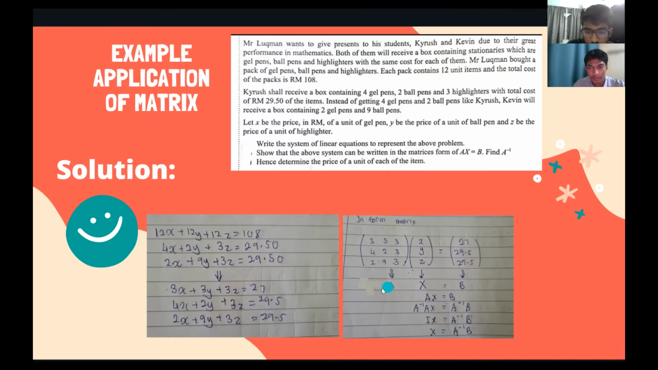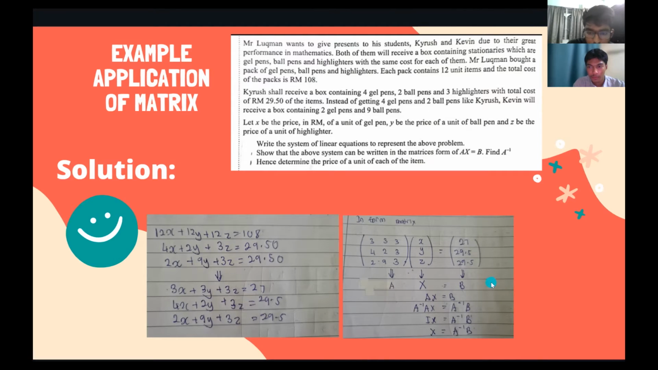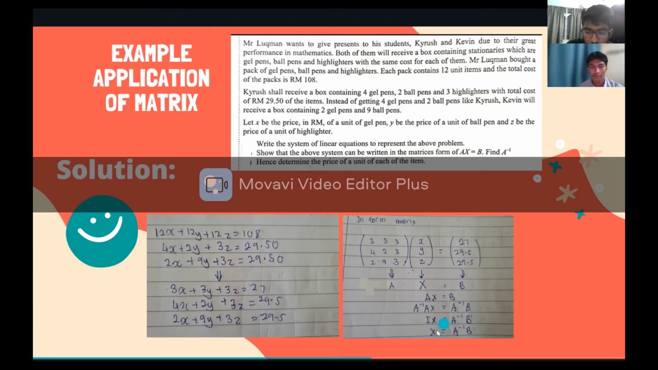This one is represented as matrix A, this one is represented by X matrix, and this one is represented by B. In order to solve this, you have to multiply AX equals B by an inverse matrix A, so that you can cancel out the A matrix on the left side. An inverse matrix times a matrix is equal to an identity matrix. An identity matrix is 1, 0, 0, 0, 1, 0, and 0, 0, 1. And then we get X matrix equals inverse matrix A times matrix B.